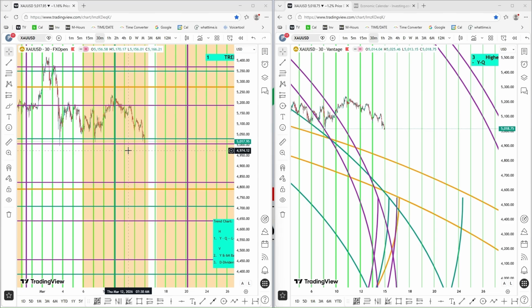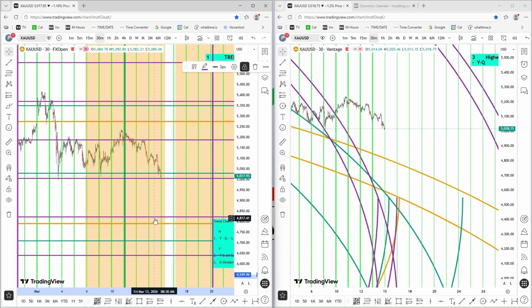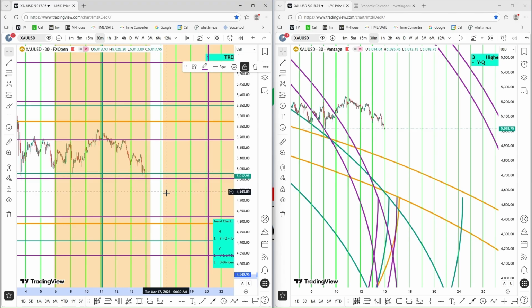The first thing is the trend. What trend is currently on now? Is the trend ending? Is a new trend starting? Are we in the middle of a trend? The answer right now is we are ending a trend. The trend that started March 5 is ending by Monday, March 16.